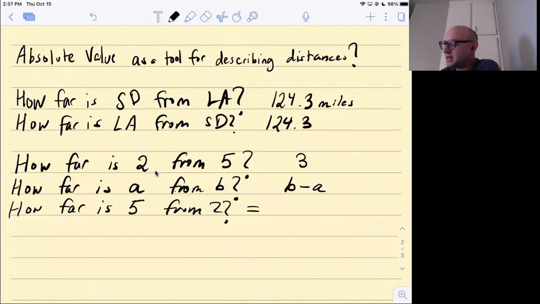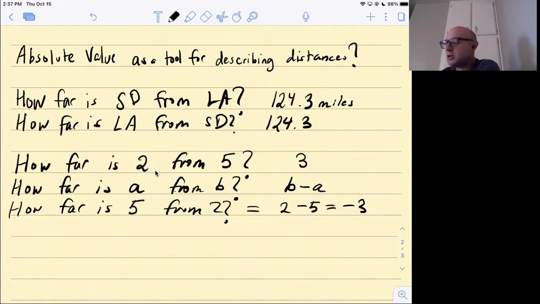I get the negative, right? I get 2 minus 5, which is equal to -3. And Archer made a good point. If I switch instead from A from B, and I say B from A, I'm going to get A minus B if I use the same pattern.